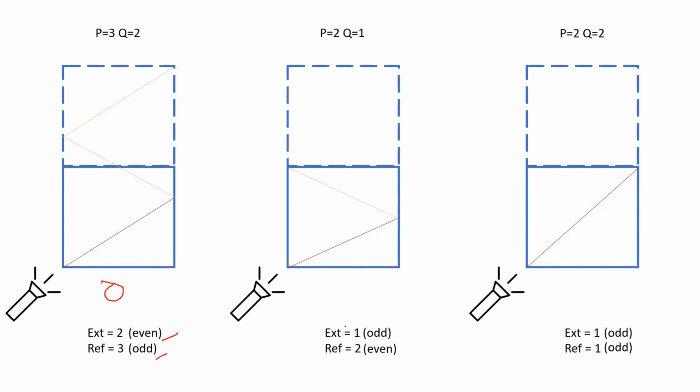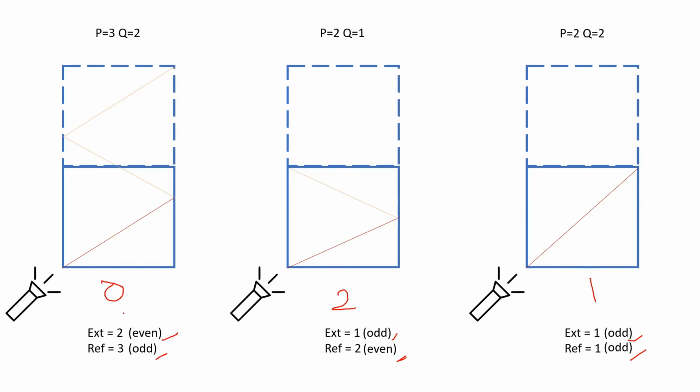And when the number of extensions is odd and the number of reflections is even, then we are reaching receptor 2. And now when both extension and reflection are odd, then we are reaching receptor 1. Because both are odd, there isn't any reflection or extension needed, so we're directly reaching receptor 1, right?